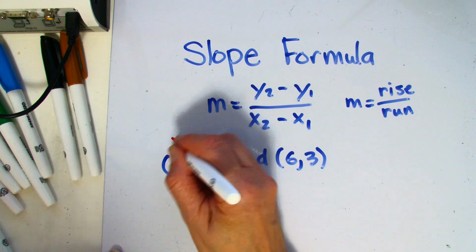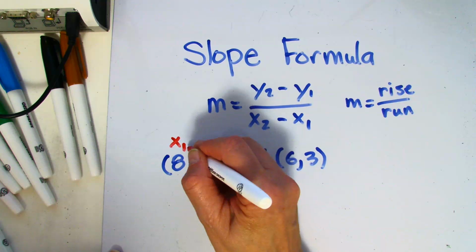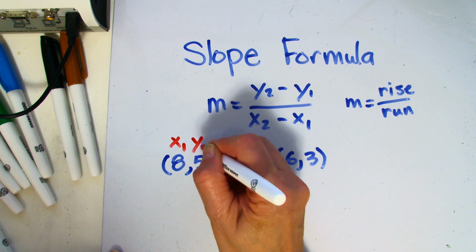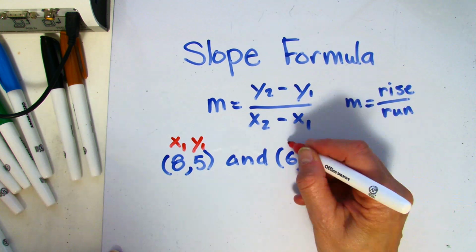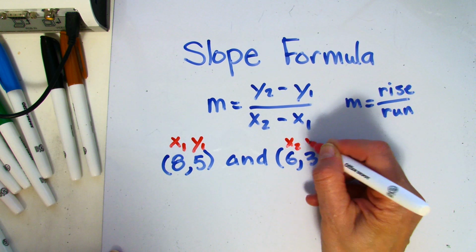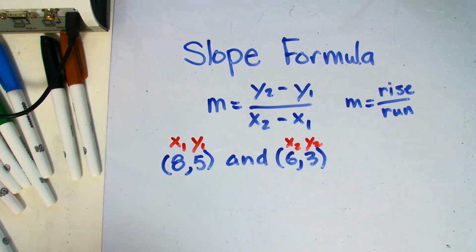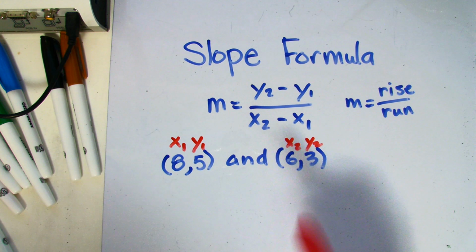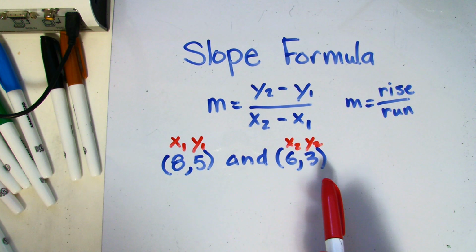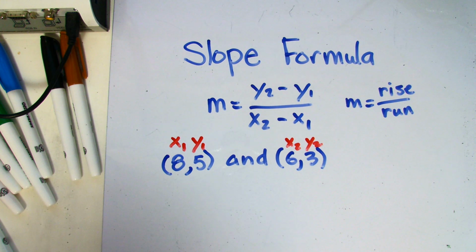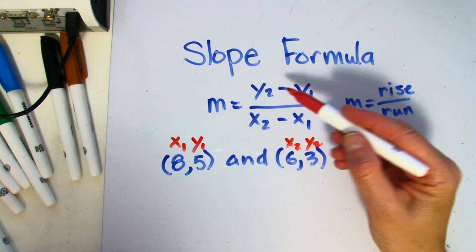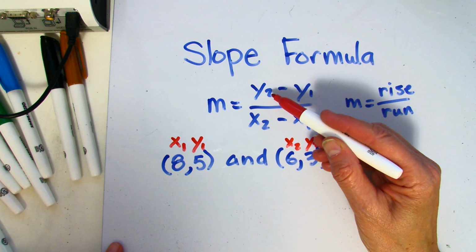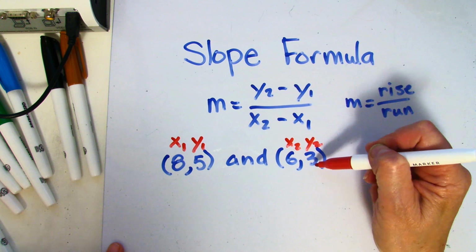So because this is the first point, it's going to be x1 and y1. And this one would be x2 and y2. Okay, so those 1s and 2s refer to which point it is. Okay, now what we're going to do is plug in the values into the formula. So here we have y2. That refers to the second point, and it's going to be the y value. So it's going to be this 3.